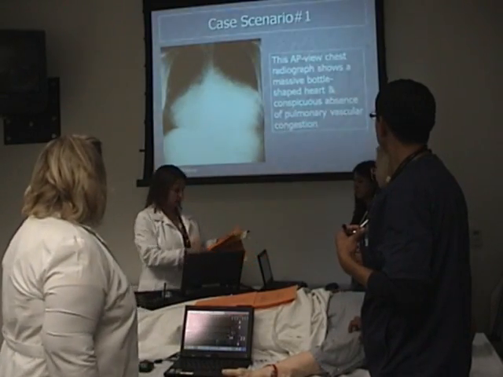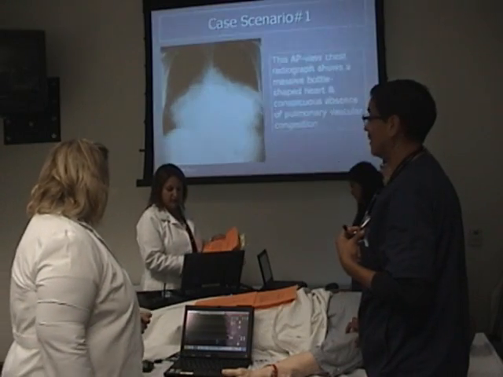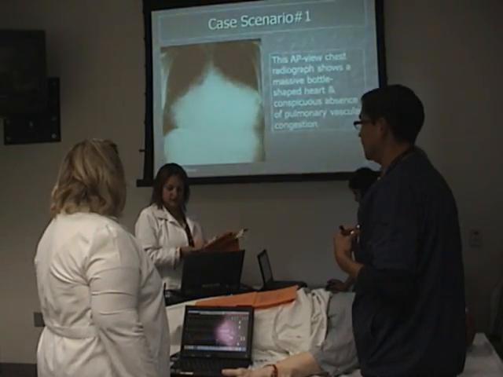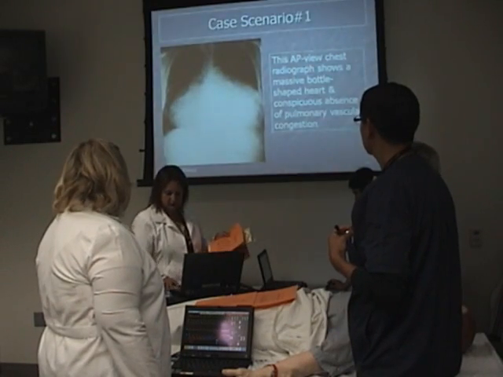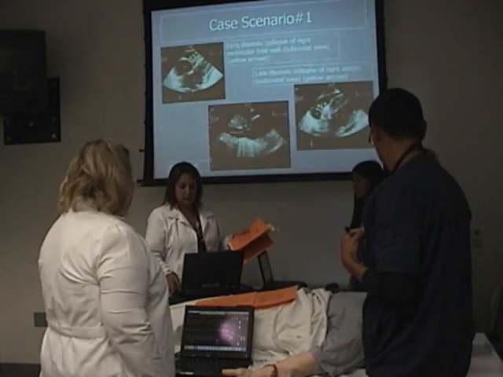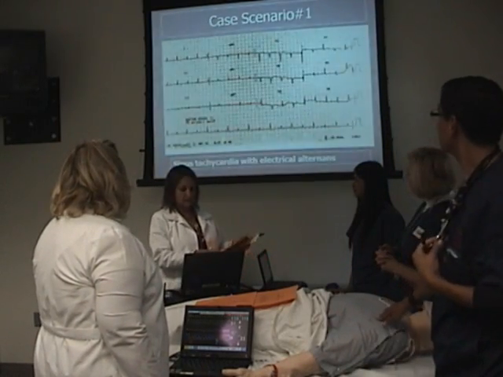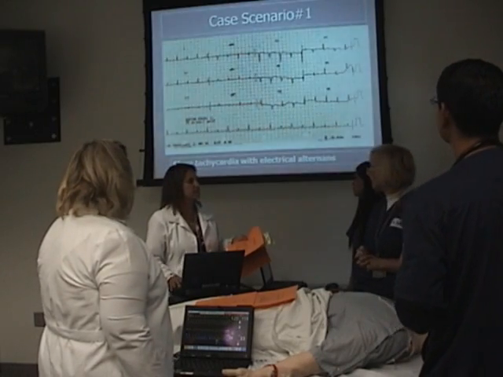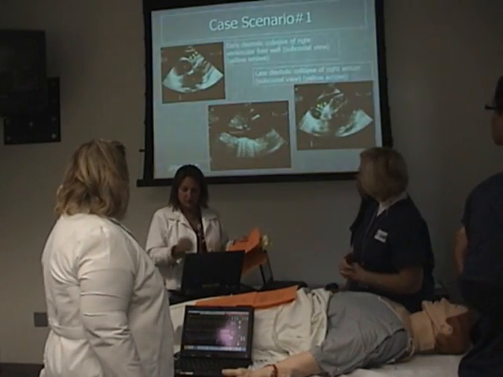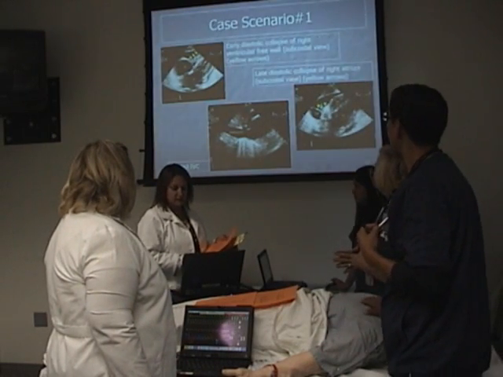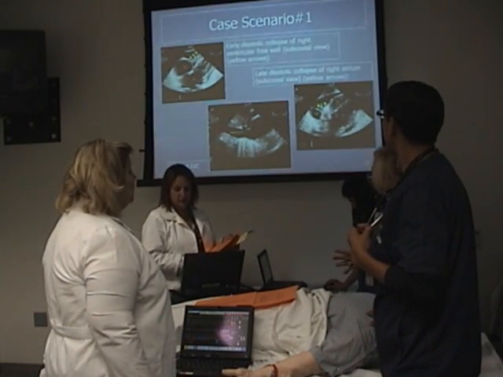Oh my goodness. Wow. That's right. This recent chest X-ray shows a massive bottle-shaped heart and absent pulmonary vascular congestion. Call the doctor. We have a 12 lead. We've got sinus tach with electrical alternans. And the doctor has also ordered an echo, which showed early diastolic collapse of the right ventricular free wall and collapse of the right atrium.